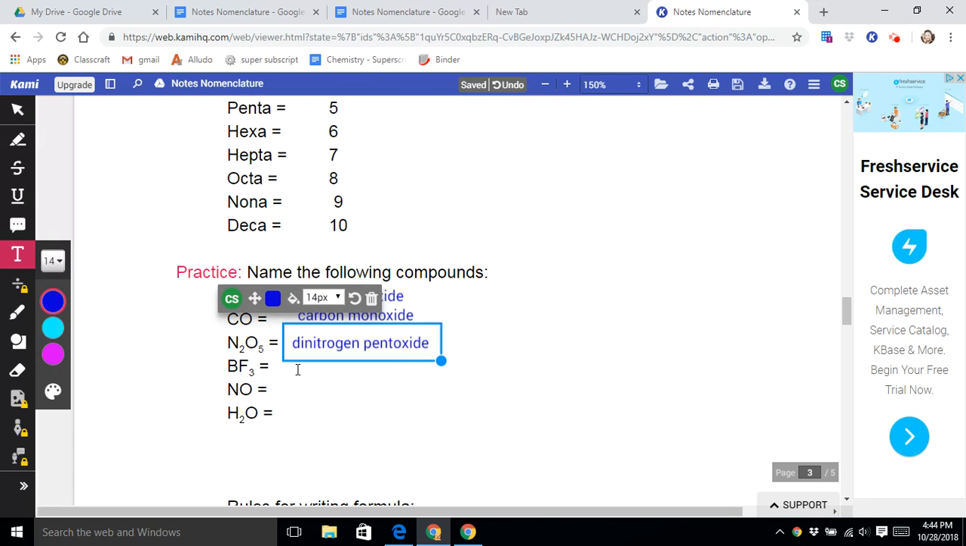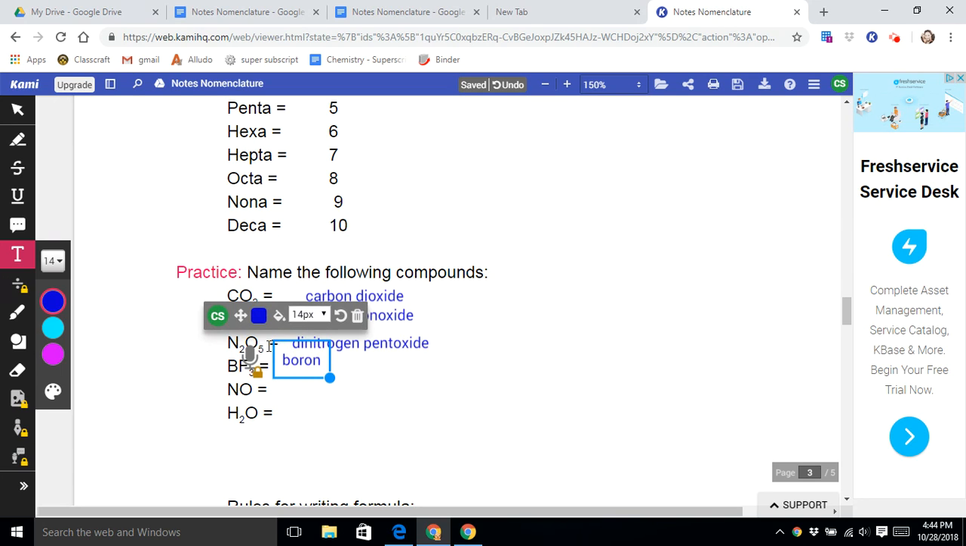Right, BF3. BF3 is boron. Okay. All right, boron is a type 3 if you check the periodic table. So I'm just going to put boron, no mono, because it's the first element. And then I got 3 fluorines. So I'm going to add the prefix tri and then fluoride. Boron trifluoride.